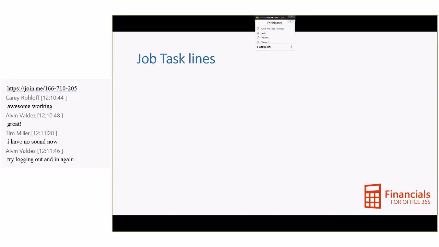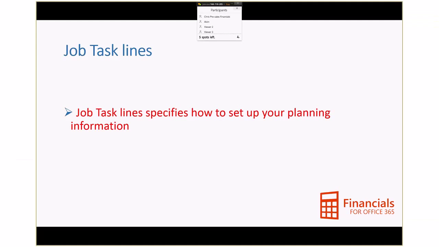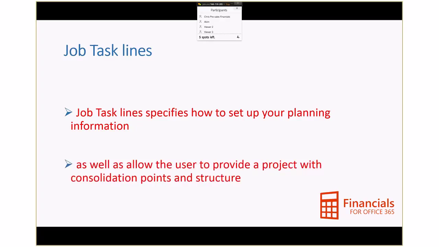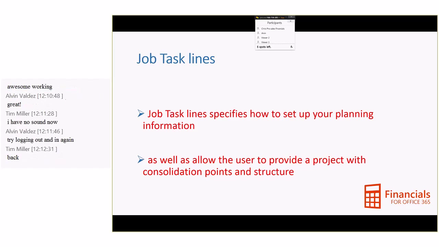Now, using the jobs functionality will provide a good overview not only of individual jobs, but also the allocation of these employees, machinery, and other resources being used in all projects. You can also track this functionality for many types of services and consultancy tasks. Now, the job task lines specify how to set up your planning information, as well as allow the user to provide a project with consolidation points and structure. So what might that look like?